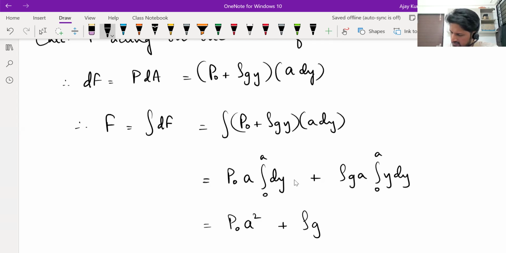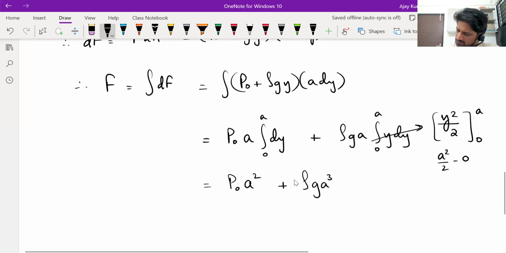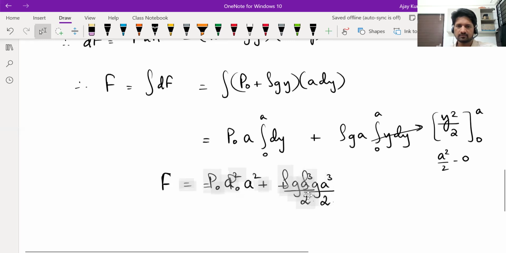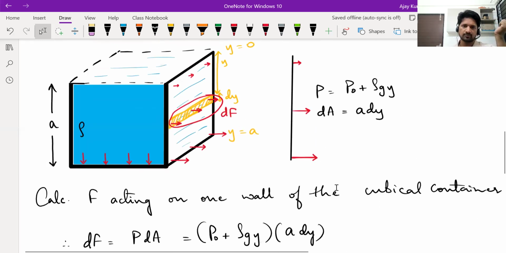Second term, rho g a, integral y dy is y square by 2. And then you substitute limits 0 to a. If you substitute the upper limit, it becomes a square by 2. You substitute the lower limit, it becomes 0. So effectively, it is a square by 2. So multiplying, it becomes rho g a cube divided by 2. That's all. That is the expression for the total force acting on the lateral wall of the container. The challenge here was that the wall is not under uniform pressure. Pressure varies from point to point, so how do you calculate the force? This is how you do it.